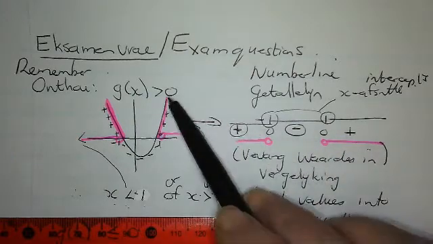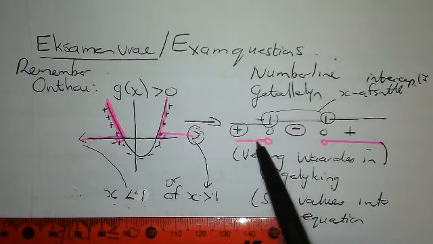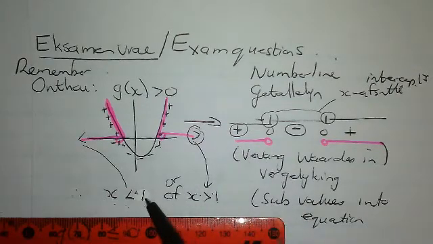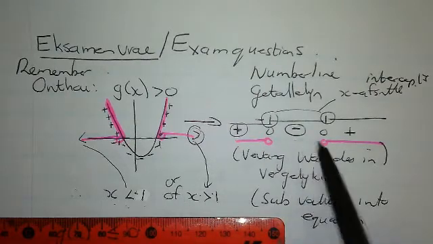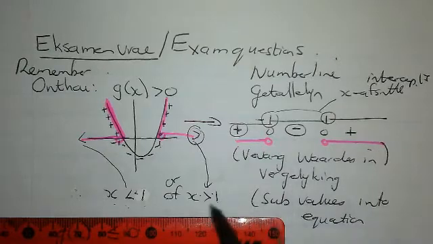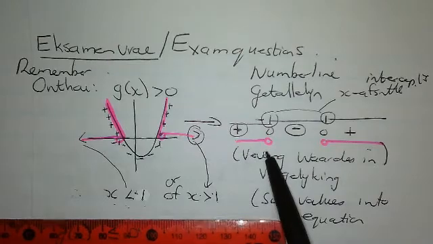Now the question states greater than 0. Then you look at your plus signs. Can you see, go to the left hand side? So that's x is less than -1, and there's no continuous line there, so you say or, and then you go to the right hand side. X is greater than +1. So you can either use the graph or the number line.